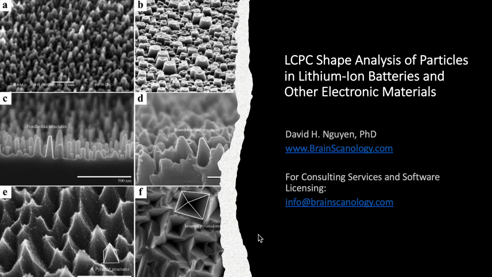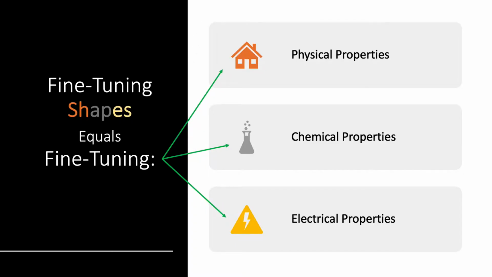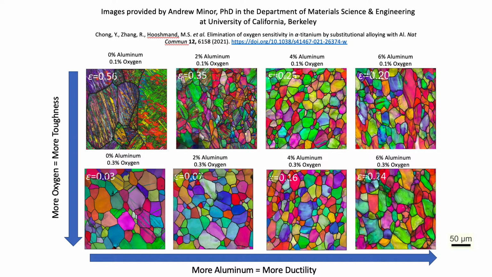In this presentation, I'm going to talk about how shape analysis of particles via the LCPC transform can improve lithium-ion batteries and other electronic materials. To start, let me make clear the main point of this presentation. That is, when you fine-tune shapes of your materials, that equates to fine-tuning their physical properties, chemical properties, and electrical properties. To begin, let's describe how the LCPC works.